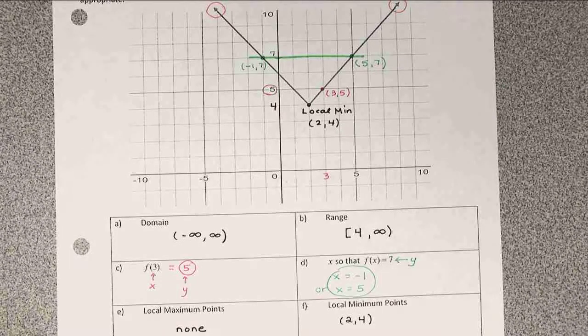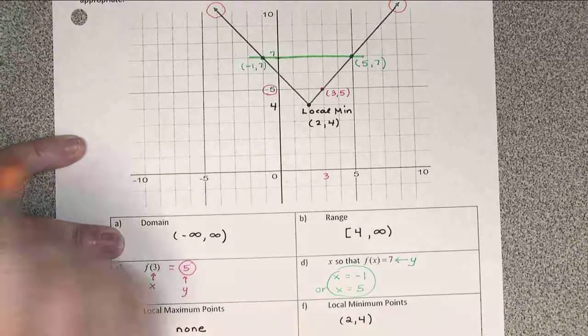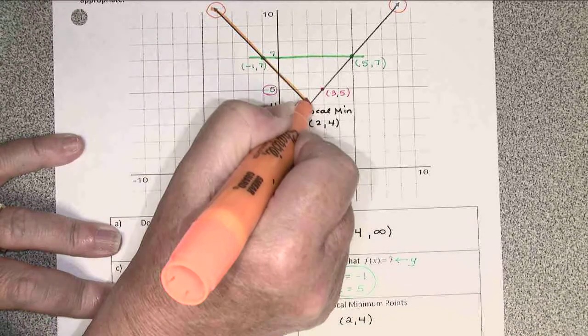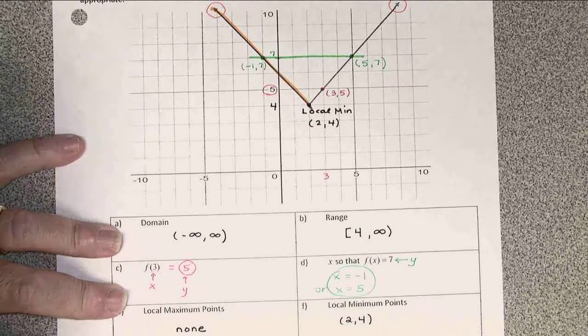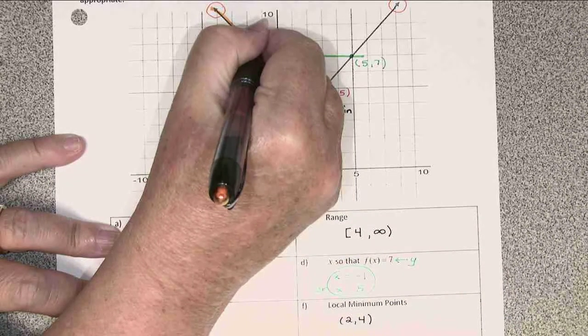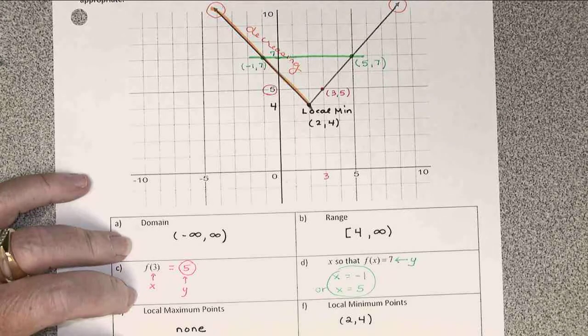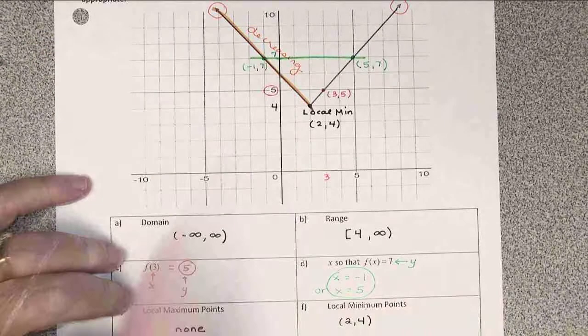All right, the next thing we're asked to find are the intervals of increase and the intervals of decrease. Let's start by just identifying the parts of the graph that correspond to increase and decrease. We always read our graph from left to right. So going from left to right, through here, my graph is decreasing. As I go from left to right, it's falling, it's going down.